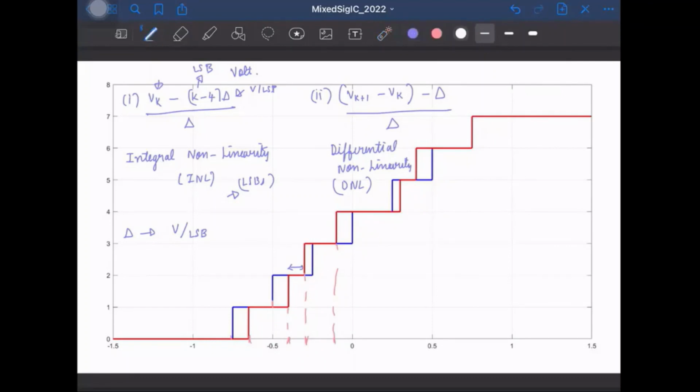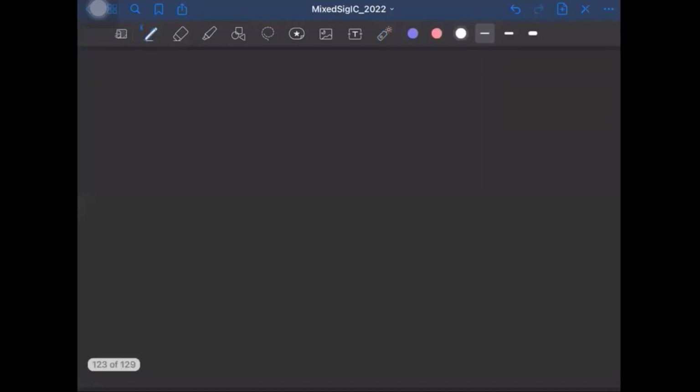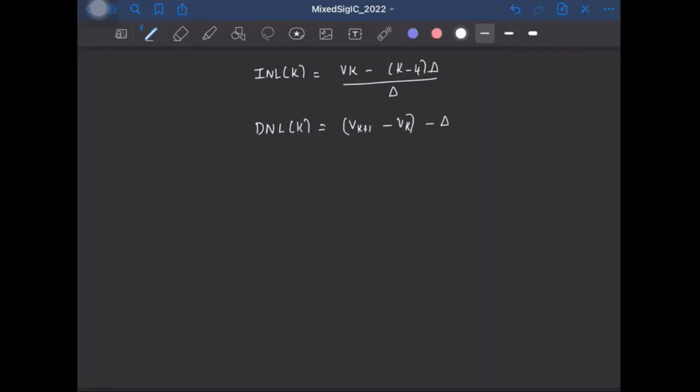Since both DNL and INL represent the same quantizer characteristic, both have to be related, and it is not difficult to find the relation. So INL of K is what? Vk minus K minus 4 delta by delta, that is for this case. And DNL of K is what? It is Vk plus 1 minus Vk minus delta by delta, right?